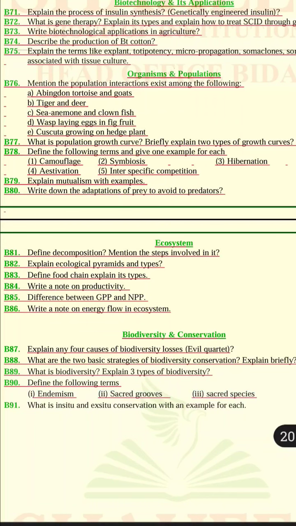And we have the last question. Question number 91, what is in situ and ex situ conservation with an example for each. Okay friends, we have completed the most important questions of biology. You have to write, remember and answer these questions carefully to get the full marks in the exam.